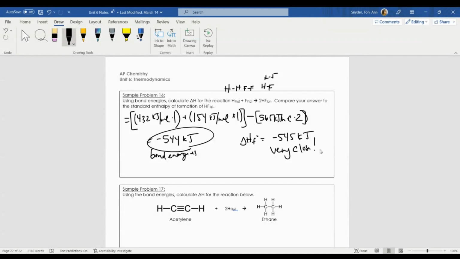Remember, College Board loves to use the heat of formations more than bond energies, but you will have to know how to do bond energies as well. And remember, it's always reactants minus products. That's one reason that students can sometimes get confused.